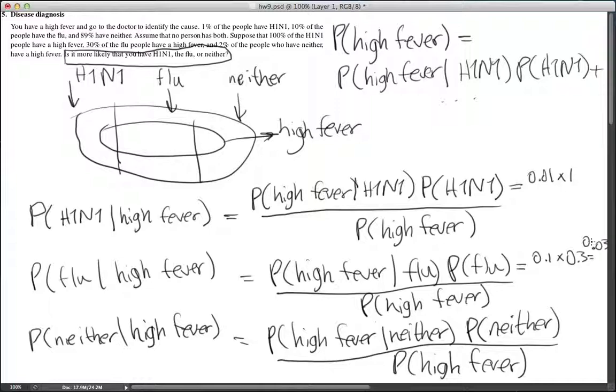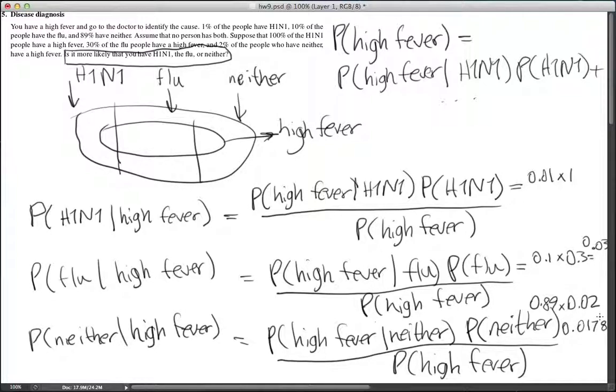Okay. So now for the final thing, what percent of the population has neither? Well, 89%. So you have 0.89 here, and then given that you have neither disease, 2% of the people have a high fever. So you have to multiply this by 0.02, and then once you do that, you get 0.0178.